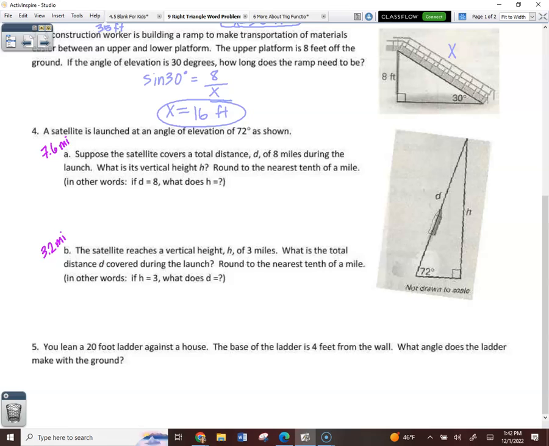This is an inverse one. You have to be careful here. Look at this one. You lean a 20-foot ladder against a house. So that's the hypotenuse. The base of the ladder is 4 feet from the wall. So that's the bottom. What angle does the ladder make with the ground? Which means you're finding the angle down here. So this is an inverse trig problem, and you should come to 78.5 degrees.